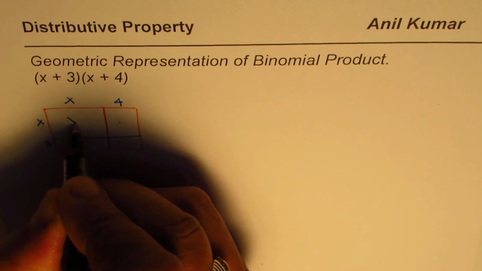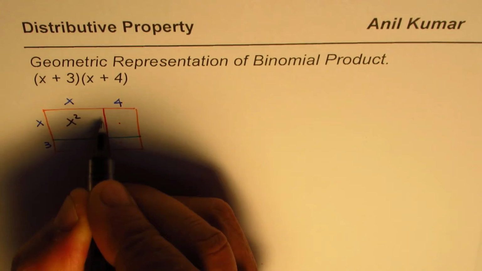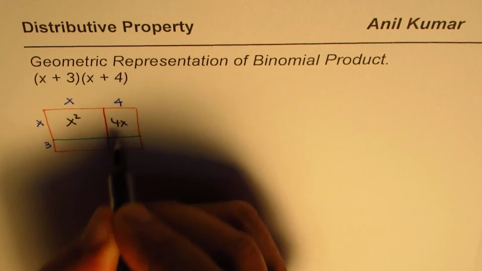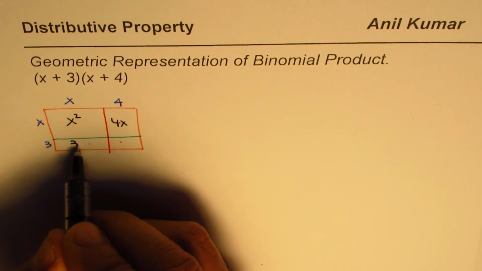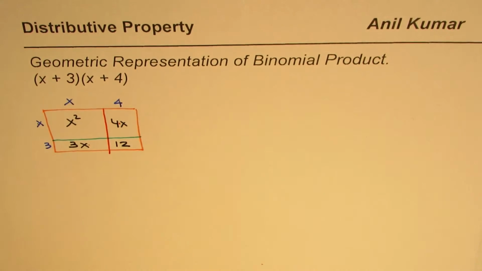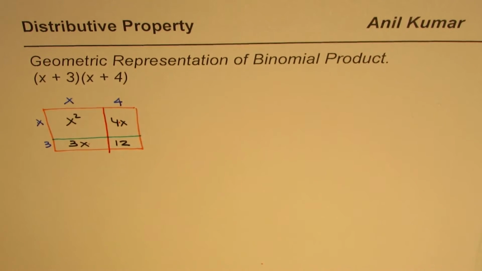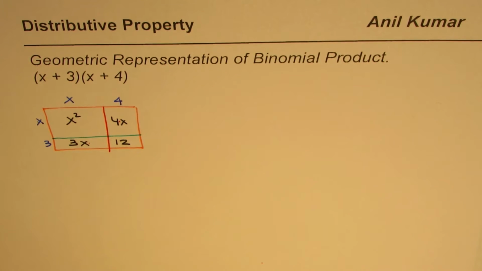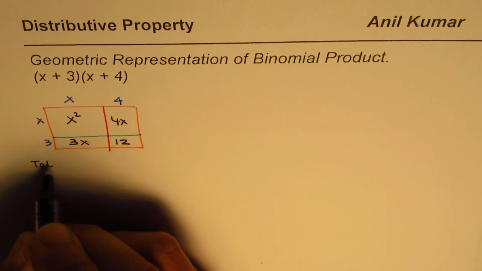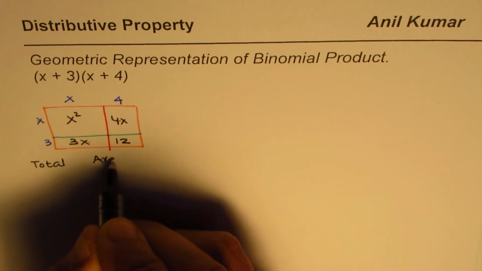X times x is x squared, so the area of this rectangle is x squared. X times 4 is 4x. 3 times x is 3x, and 3 times 4 is 12. So that gives us the area of each small individual rectangle. Total area is the sum of these areas, right? So we say total area is how much?